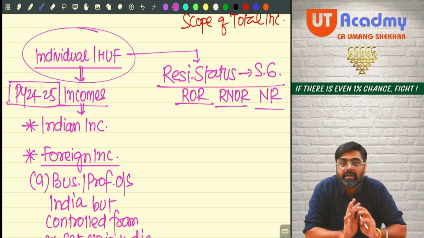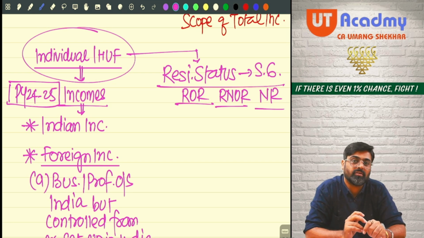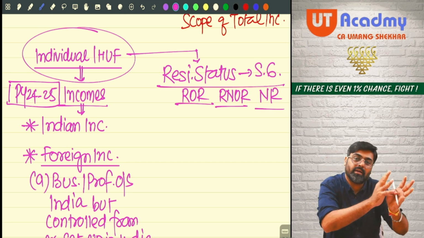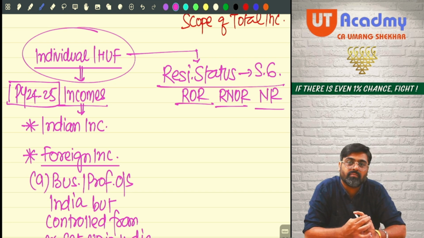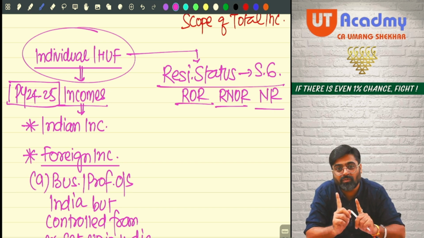But now please wait. Are you an individual or HUF? Yes. Earning income in the previous year? Yes. Out of all the incomes which you are earning during the previous year, will you take all the incomes in the computation of your total income? Will you take all the incomes? Will you leave all the incomes? You will take a few, and you will leave a few. Where is it written? That is what we are going to do now.